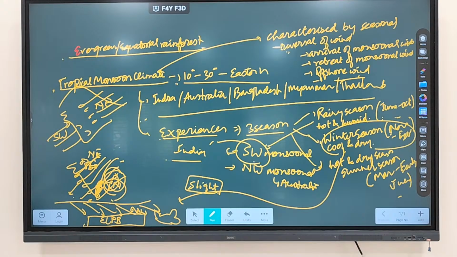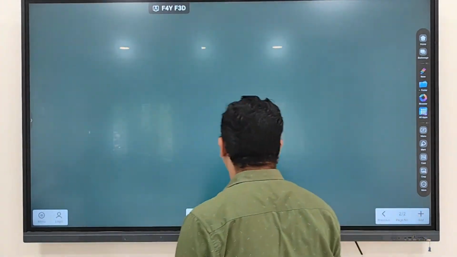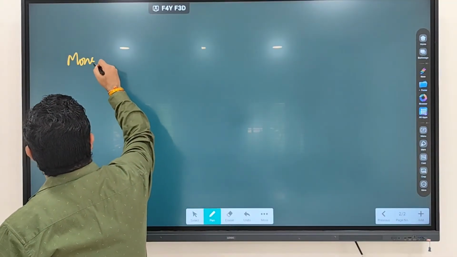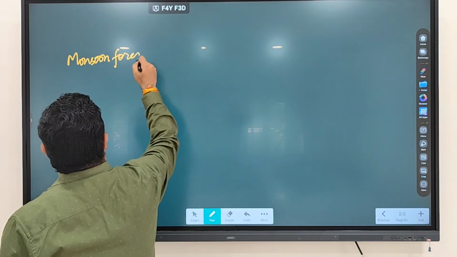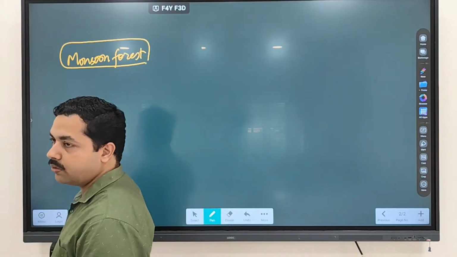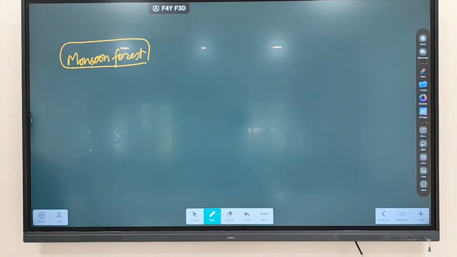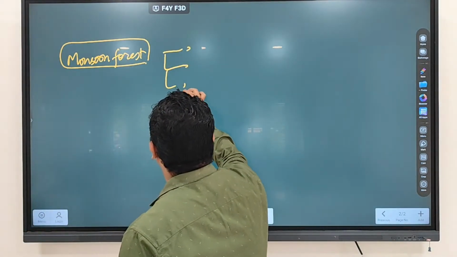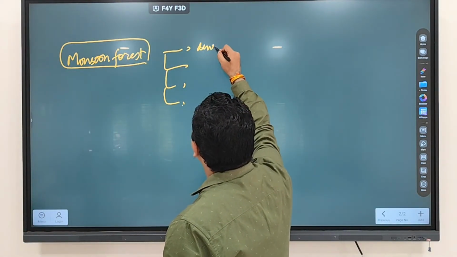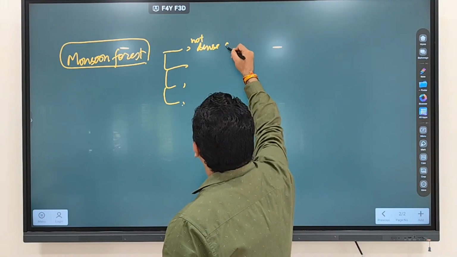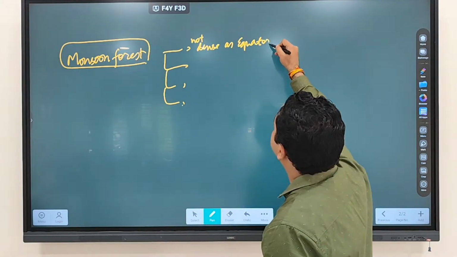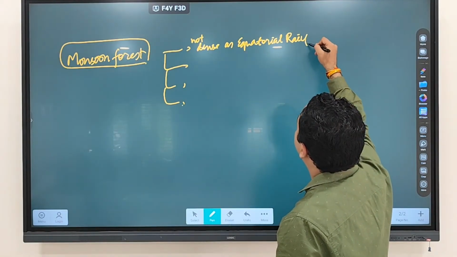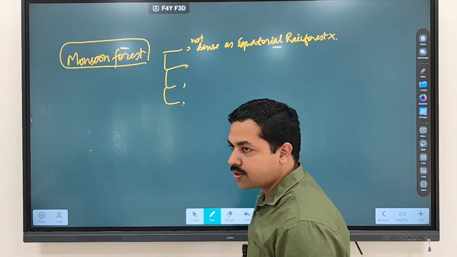That's why in this type of climatic condition, you will find which type of forest or which type of vegetation? It is called a monsoon forest. So in this type of climatic condition, you are going to see monsoon forest. Now what is the characteristic of monsoon forest? First thing, they are not as dense as the equatorial rainforest.